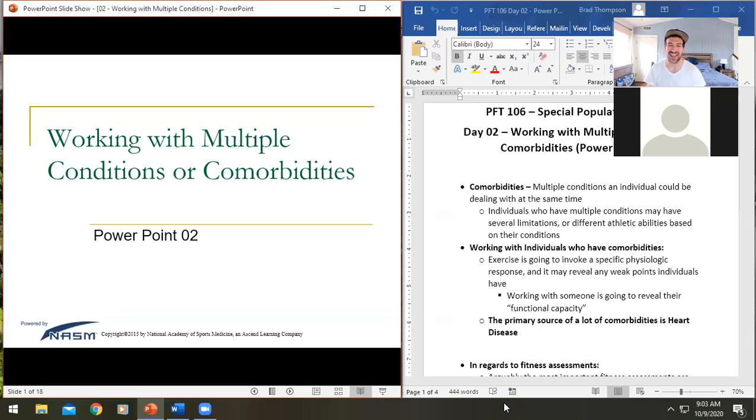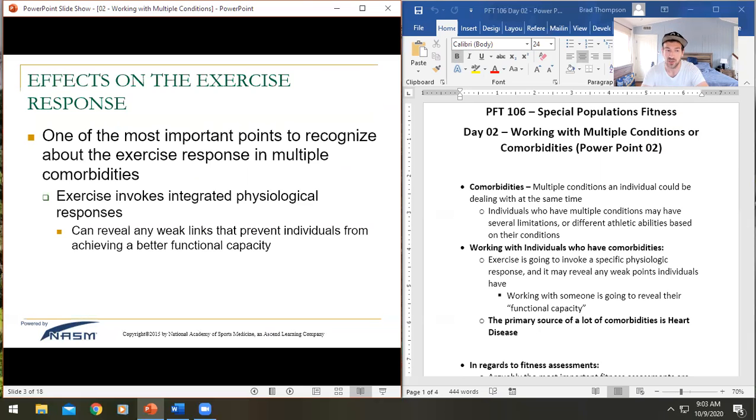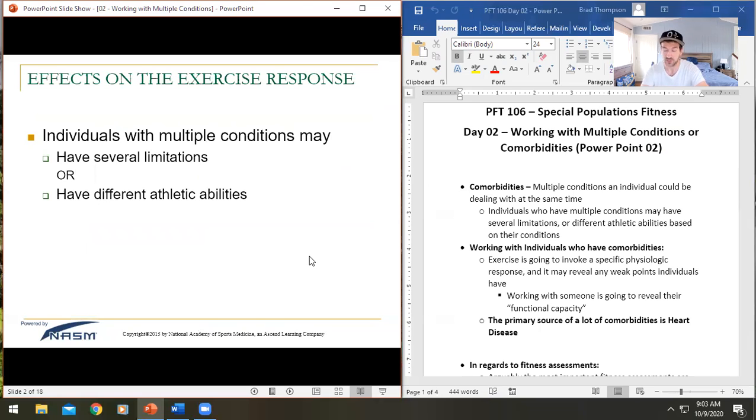So today we're going to be looking at how to work with multiple conditions. Comorbidities, right? Comorbidities is a term used to describe multiple conditions somebody is dealing with. So when someone has coronary heart disease, a lot of times they'll have other conditions related to that. Their coronary heart disease is being caused because they have elevated blood pressure and high cholesterol at the same time. So both of those things are what's causing that blockage in their coronary arteries. So these are multiple conditions that someone could be dealing with simultaneously.